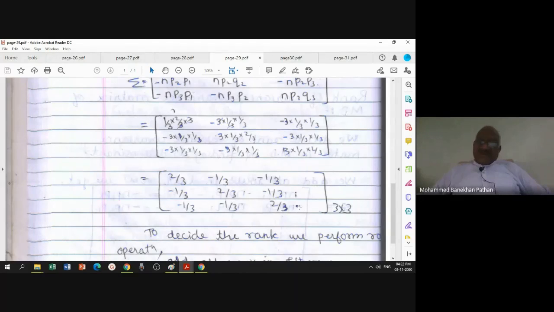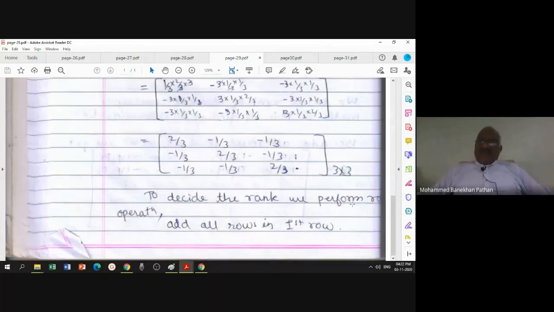Now I want to decide the rank of this matrix. How can I decide? By calculating the determinant. So to decide the rank, we perform row operations. Add all rows into the first row. That means add this here, add this here. So what will be the result of this? Minus 1 by 3, minus 1 by 3 and plus 2 by 3. The result becomes 0.